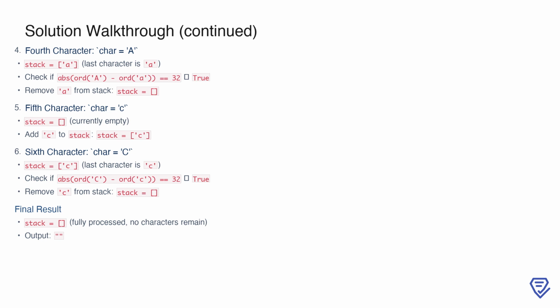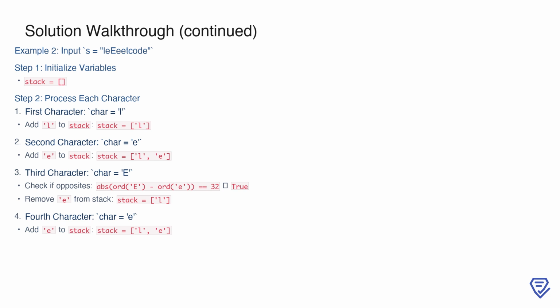The last character in the stack is c, and we verify that c and c are opposites using the same condition, which evaluates to true. Therefore, we remove c from the stack, leaving it empty once again. At the end of processing all characters, the stack is empty, which means the output is an empty string.